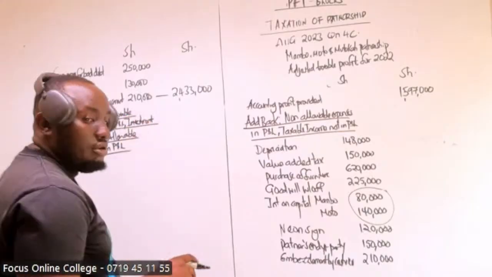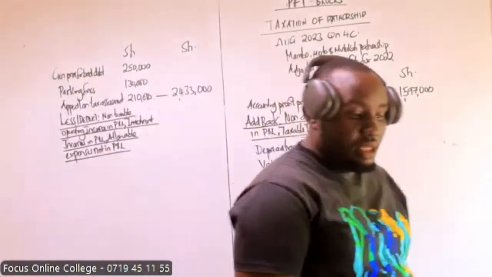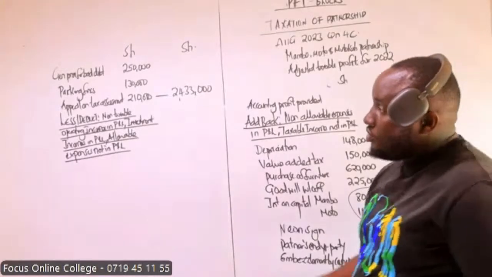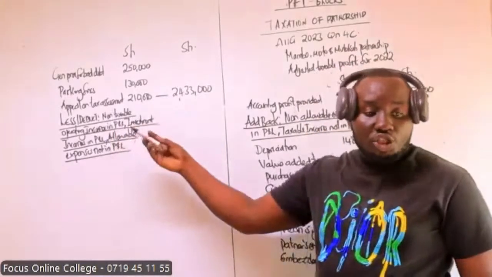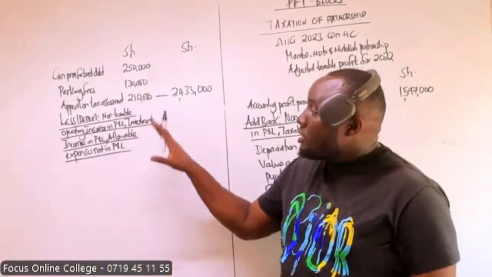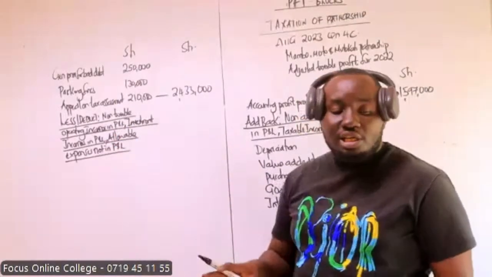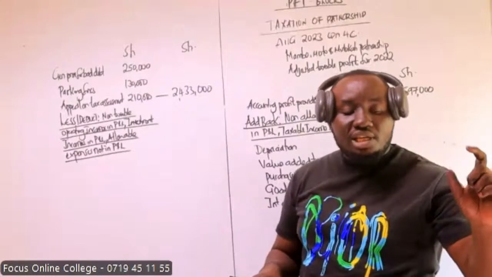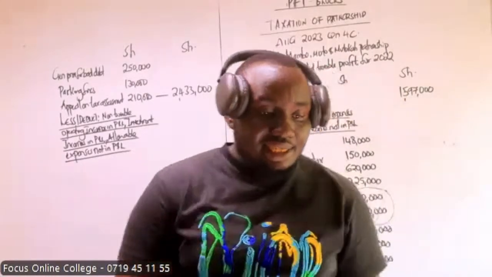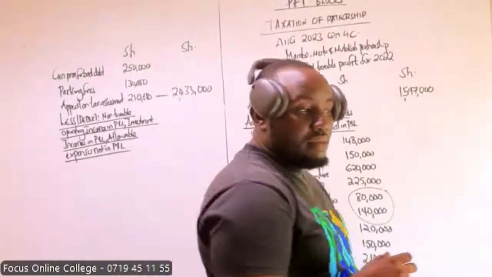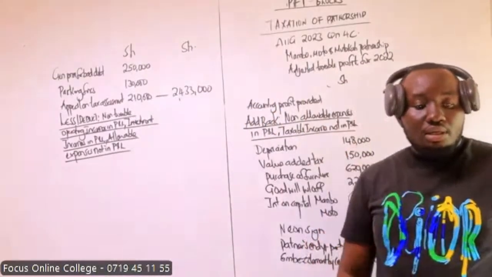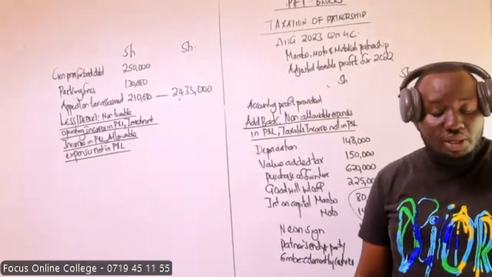Again, for teaching purpose, we must show what we are lessing. What are we lessing? Non-taxable operating income. For example, what are the examples of non-taxable operating income?